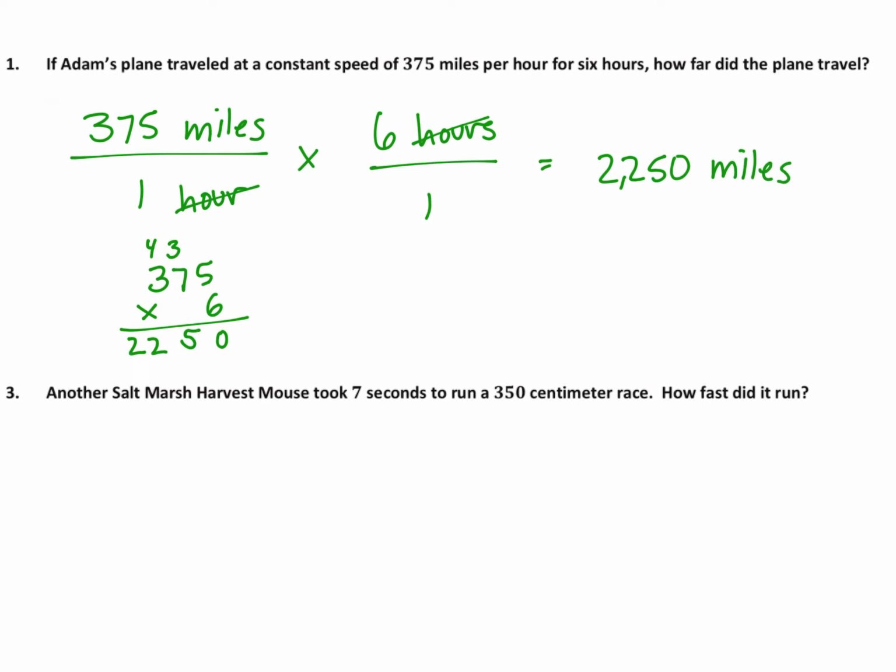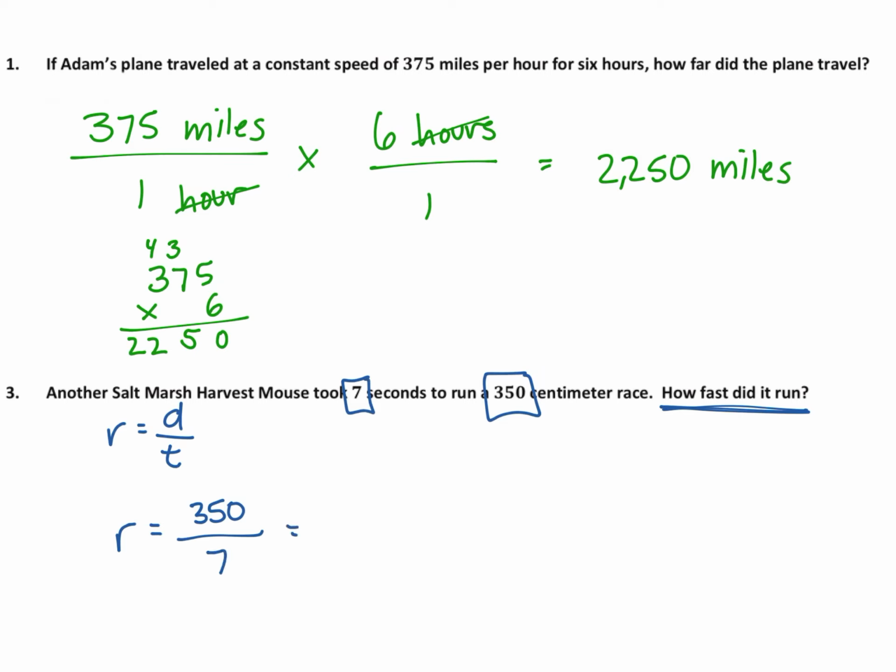Another salt marsh harvest mouse took 7 seconds to run a 350 centimeter race. How fast did it run? We have this relationship where rate is the distance divided by the time. So if we're looking for how fast, that's the rate piece of it. And we can find that by taking the distance and dividing it by the time.